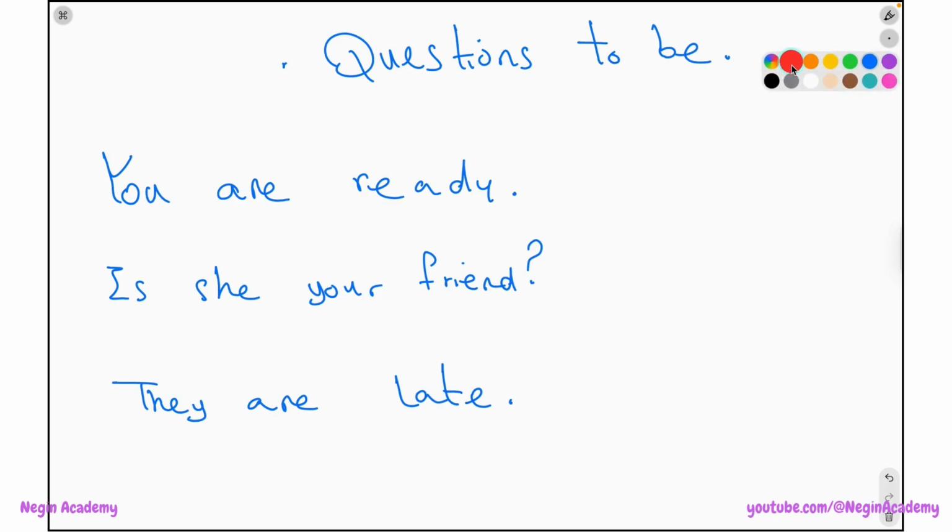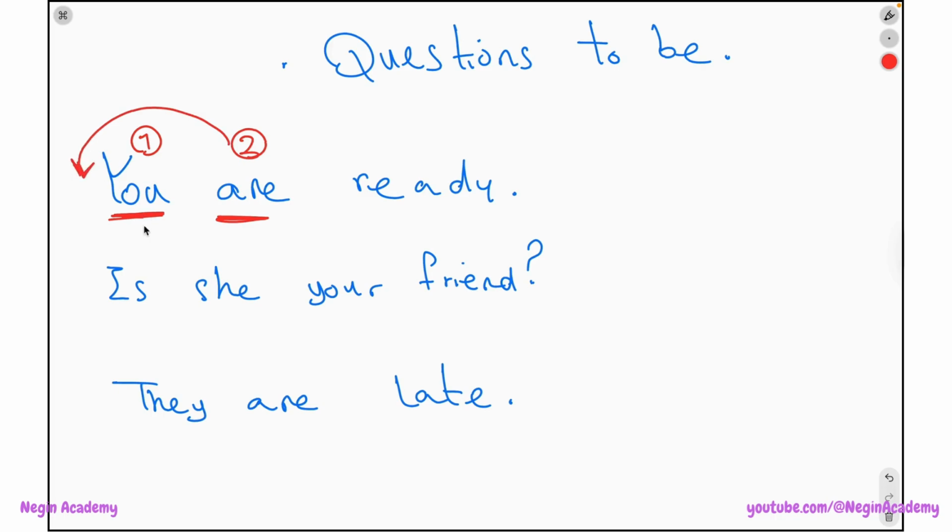Let's look at the next sentences. You are ready. Here we have the subject at the beginning of the sentence and the to be verb in the second position. First, second. This is the order of any kind of sentence in English. First subject and then verb. Here we have the to be verb. So nice and easy. You are ready. How should we change it to a question form? Nice and easy, guys. We only have to exchange the first and second. We have to put the verb at the beginning of the sentence and the subject in the second position.